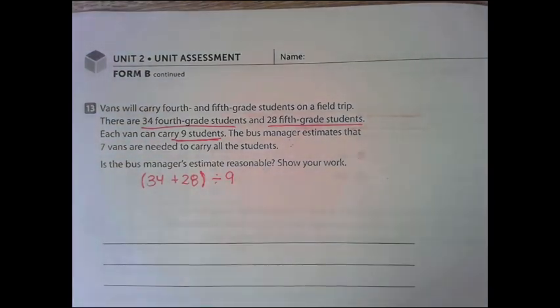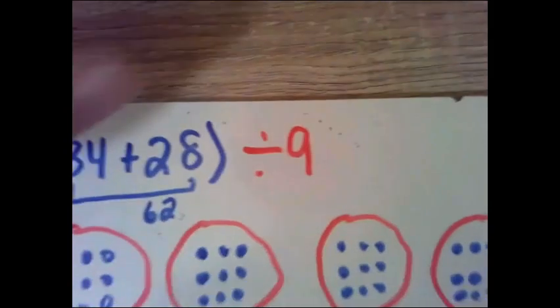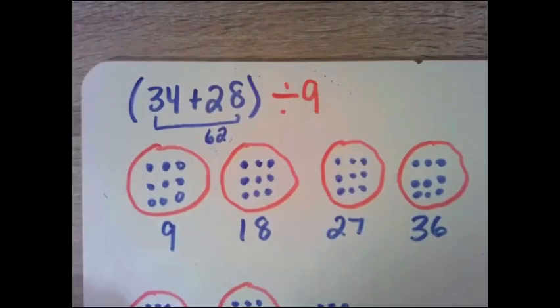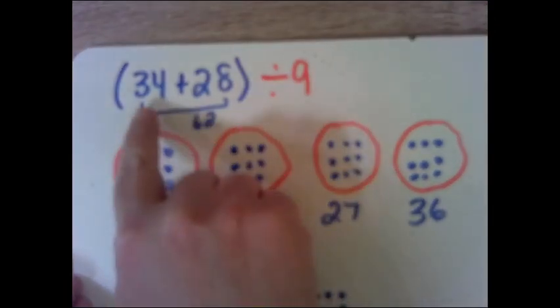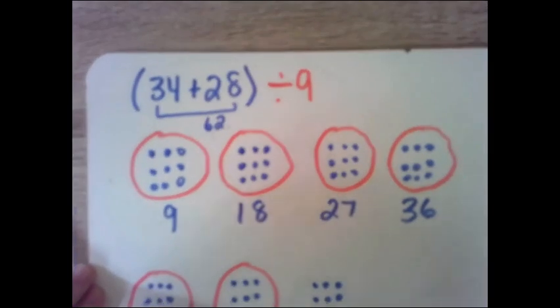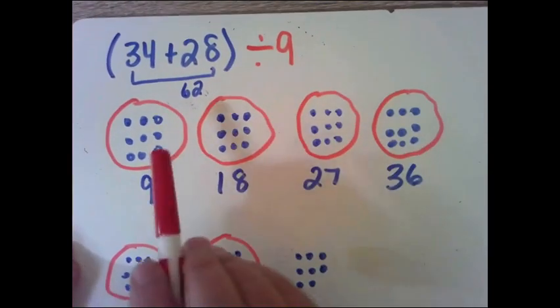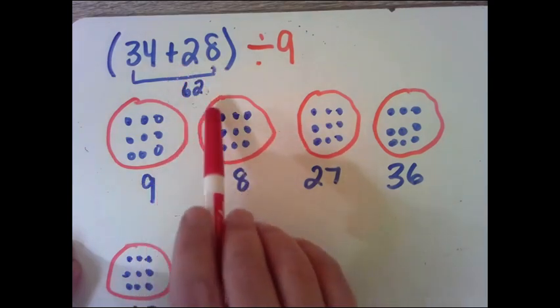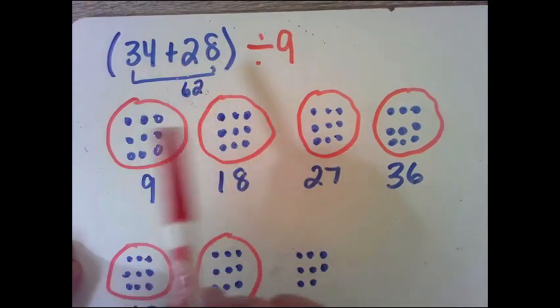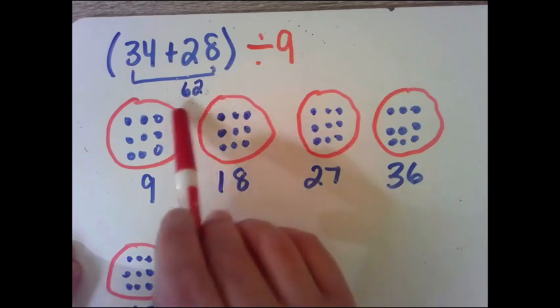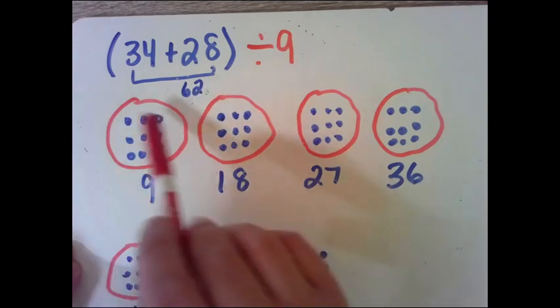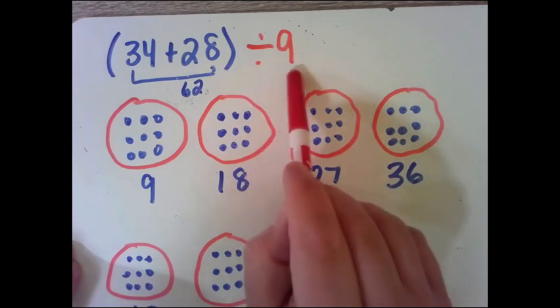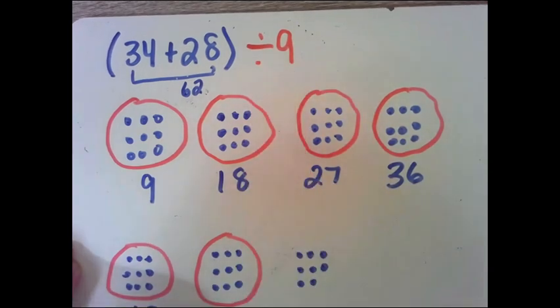So what I decided to do is I decided to draw a picture, because that helps me when I'm doing problems like this. And here's what my picture looks like. So again, let me zoom in here. 34 4th grade students plus 28 5th grade students is a total of 62 kids. Then we've got to take the 62 kids, and I put the kids in blue, and I put the vans in red, divided by 9 kids per van.